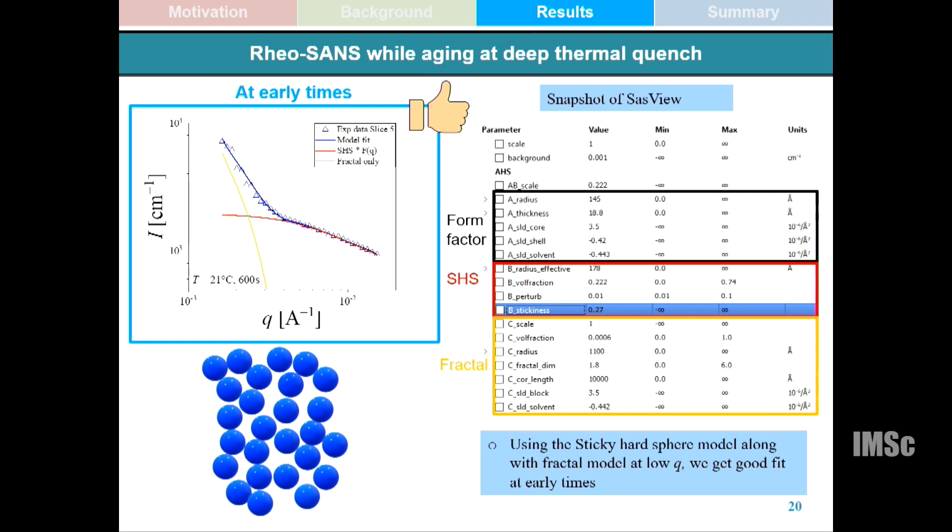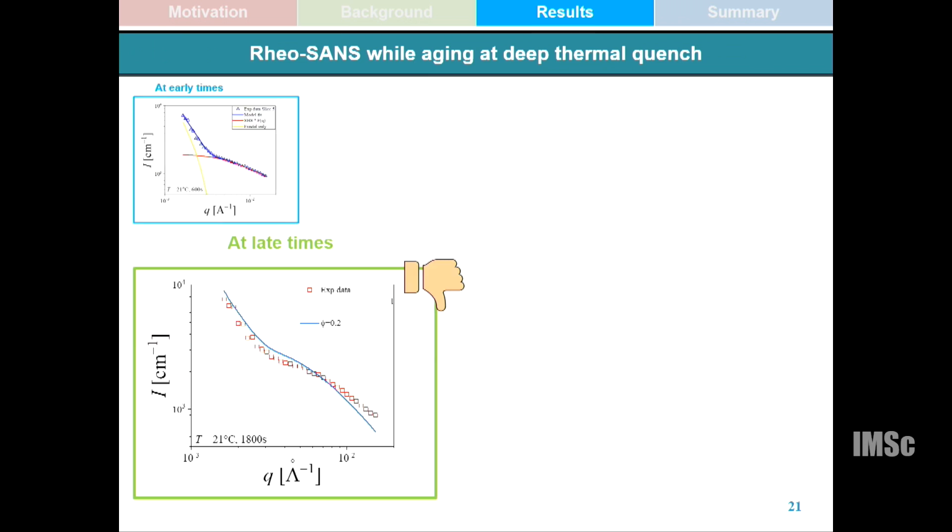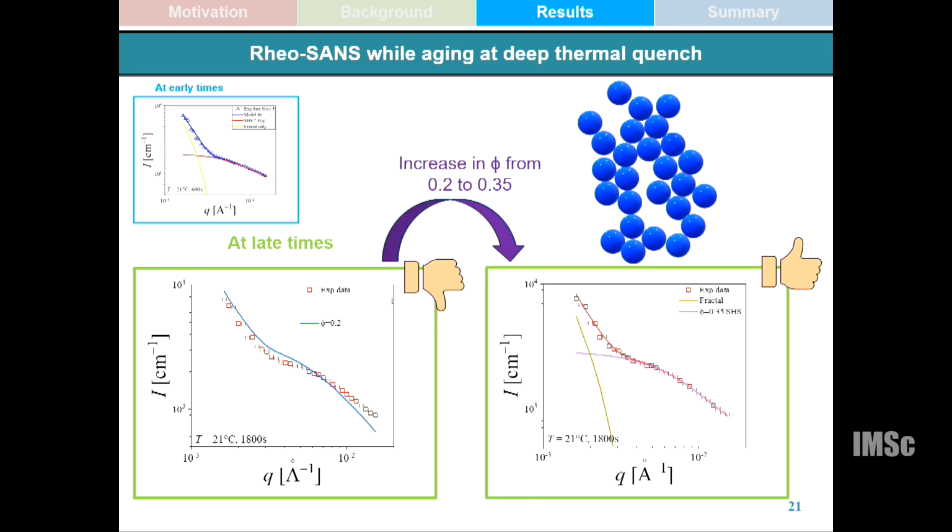Now, this all works when we are at the early times. What happens after the transition? We try to use the same analogy to fit the scattering data, but irrespective of any change in the fitting parameters, we're not able to fit it. So next, the volume fraction of the system is fixed at 0.2, and we try to increase the volume fraction a bit, from 0.2 to 0.35, and we now get a very nice fit between the experimental data and the model when the volume fraction is increased to 0.35.